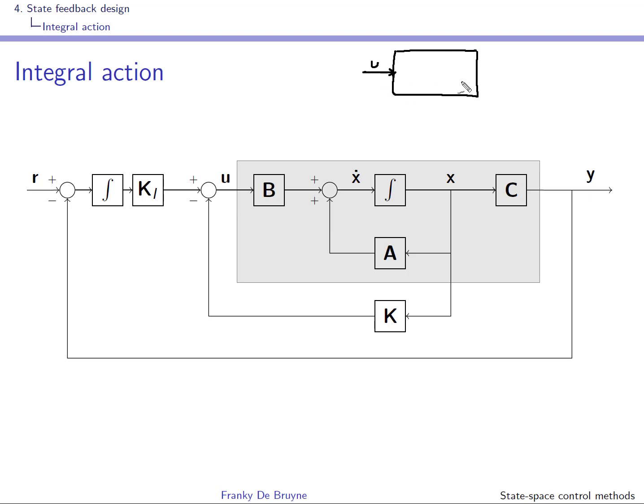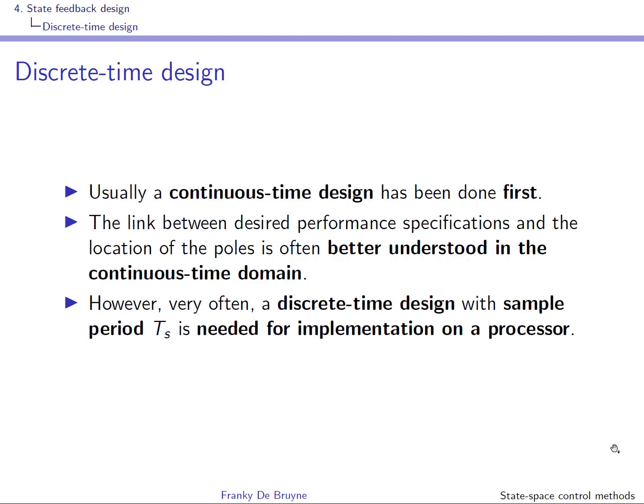U goes in, Y comes out, and the state comes out, right? In this way we do not see what's happening inside, because as I said, very often this will be a non-linear system. Well, so far we have talked only about continuous time design, and of course what we'll have to do is take our control design and also our observer design and implement it on a processor using a sampling period TS.